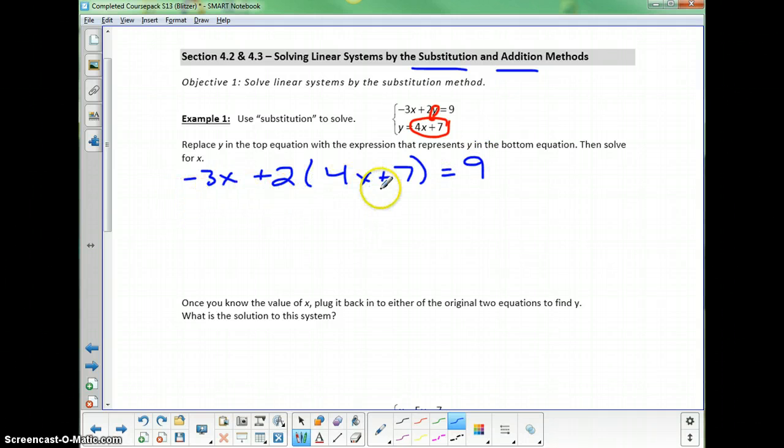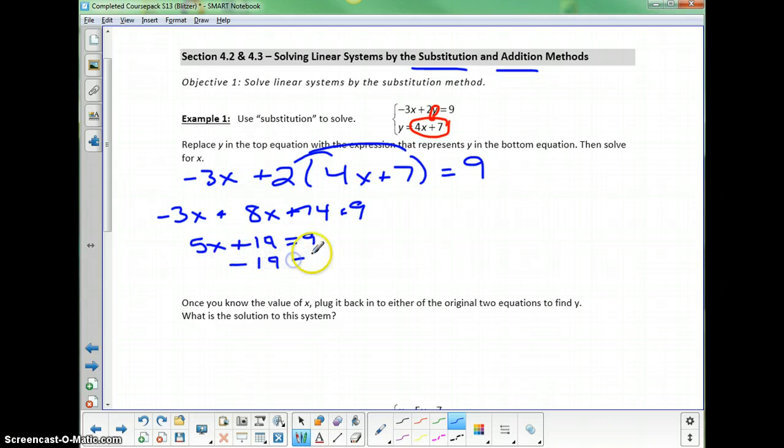This gives us an equation in all x, and I can solve this equation by first distributing. So I'm going to get negative 3x plus 2 times 4 is 8x, plus 2 times 7 is 14, equals 9. And then combining like terms, I'm going to get 5x plus 14 equals 9. And then we'll subtract that 14 from both sides. So I have 5x equals 9 minus 14 is negative 5. Divide both sides by 5. I get x equals negative 1.